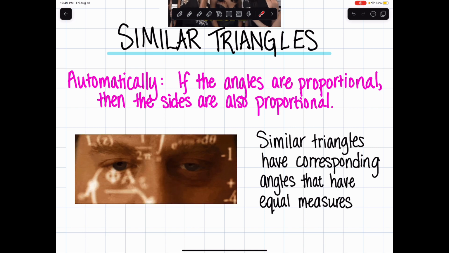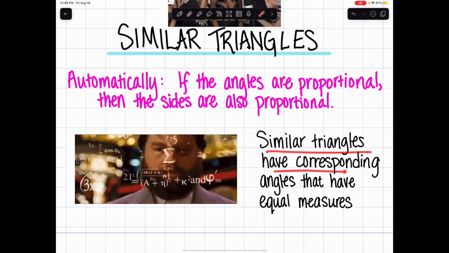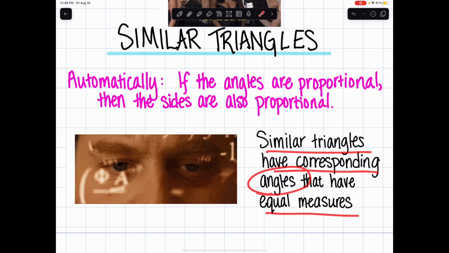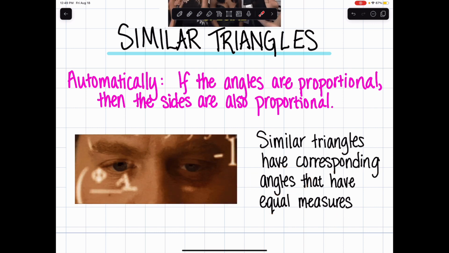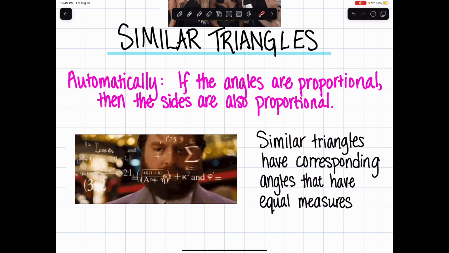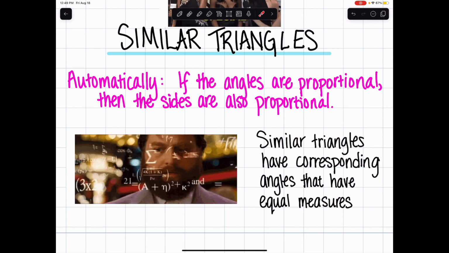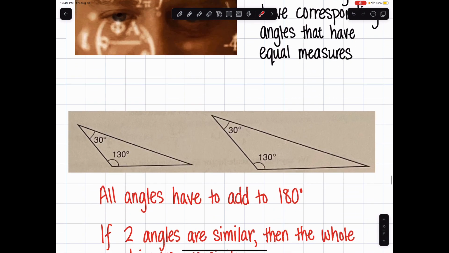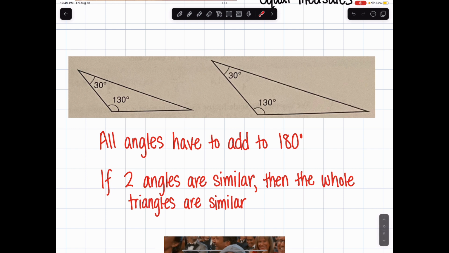If we're talking about triangles, similar triangles have corresponding angles that have equal measures, and they don't mention anything about sides. So as long as the angles are proportional between two triangles, you know automatically that it's going to be similar triangles because the sides are also going to be proportional, because triangles are what? Special. Yes, they are.